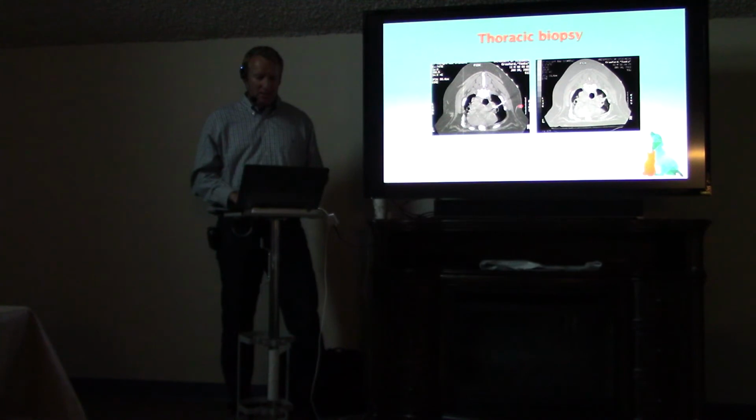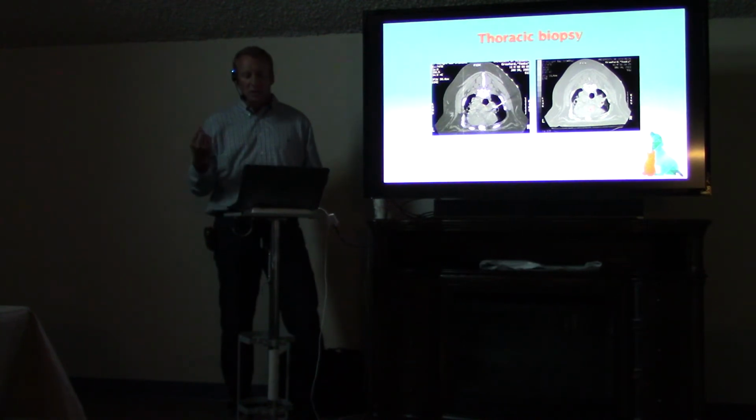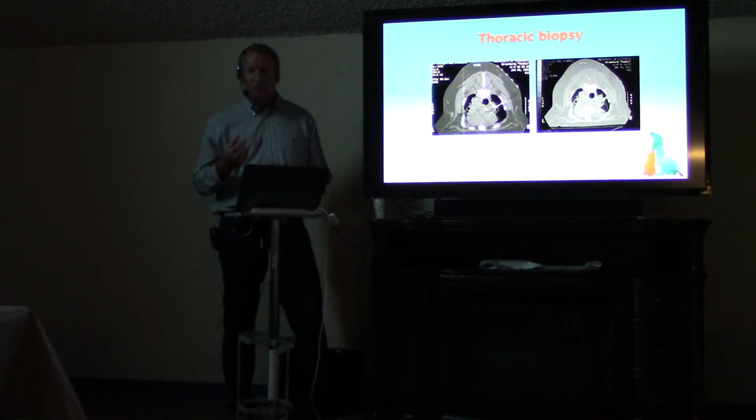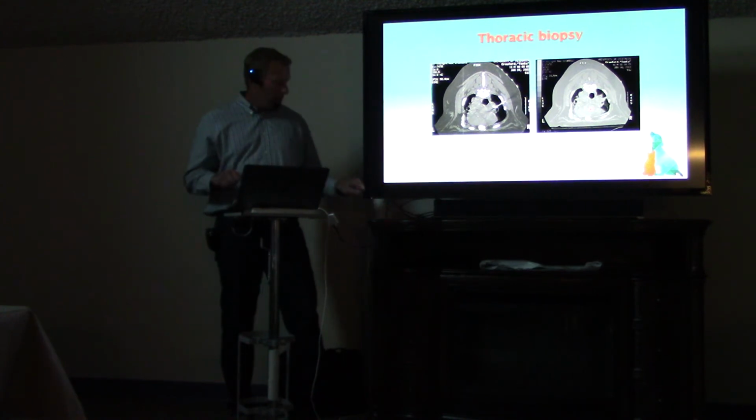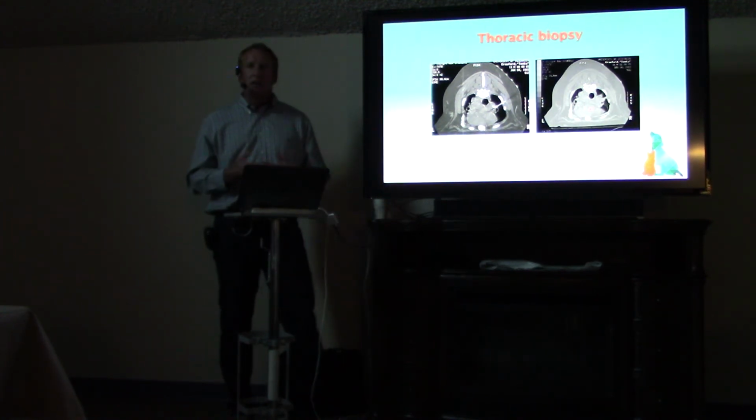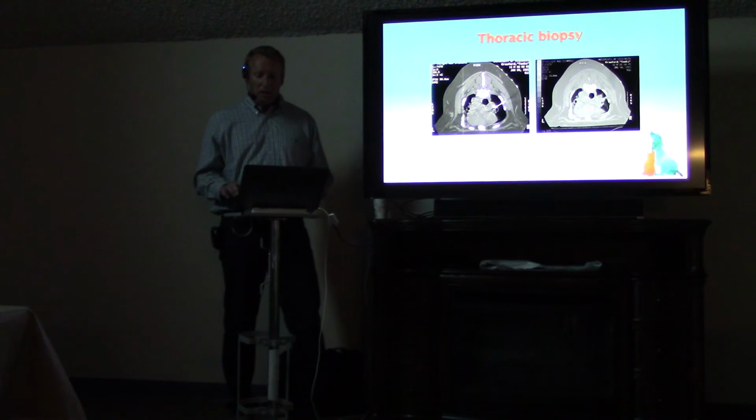This is another example, a tracheobronchial lymph node that we did a fine needle aspirate of. You can see this kind of soft tissue track along the needle track. That's just some pulmonary hemorrhage along the needle track, but I've never seen, knock on wood, really severe hemorrhage as a complication.